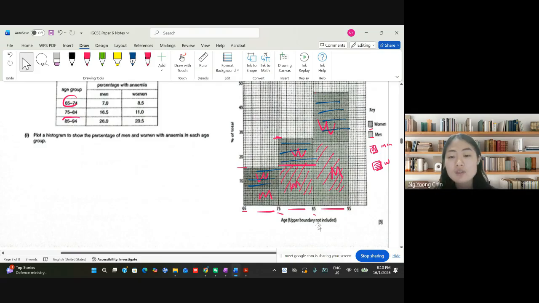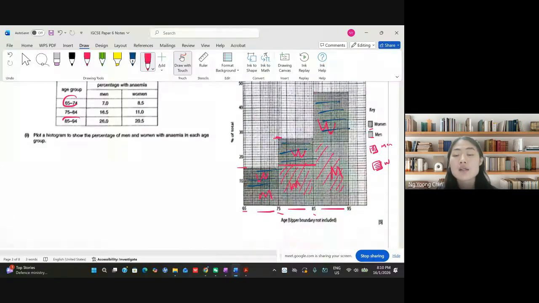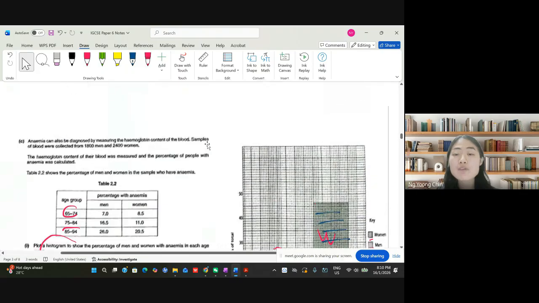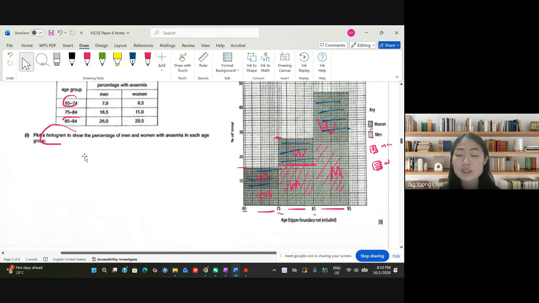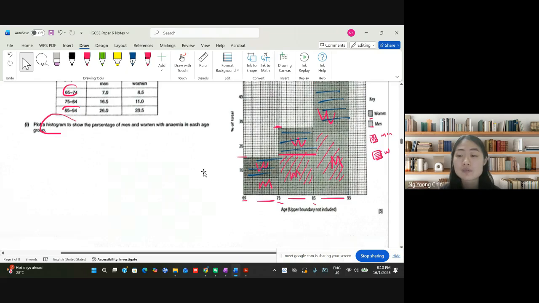Okay. Another thing is for the histogram, you are not required to start from 0. You know why? Not like the line graph. Line graph, right? You need to always start from 0. But in the histogram, you are not required to start at 0. It's because it's just a simple comparison of the men and the women, how is the percentage of anemia. That's all.